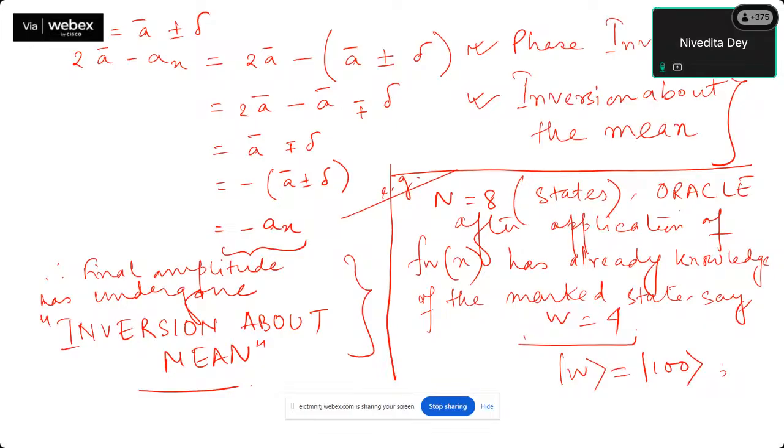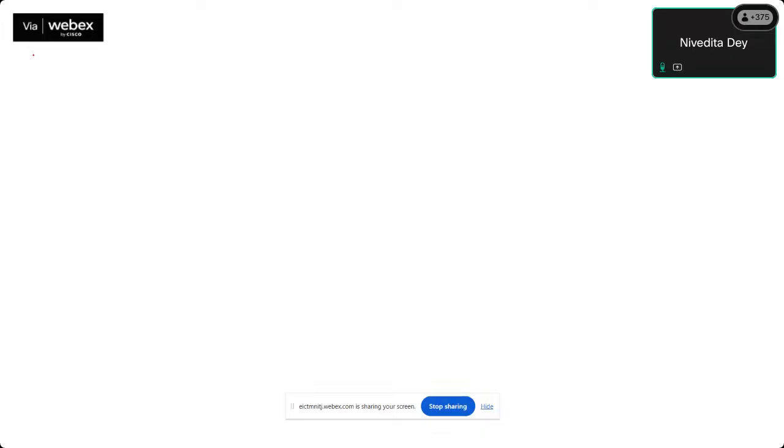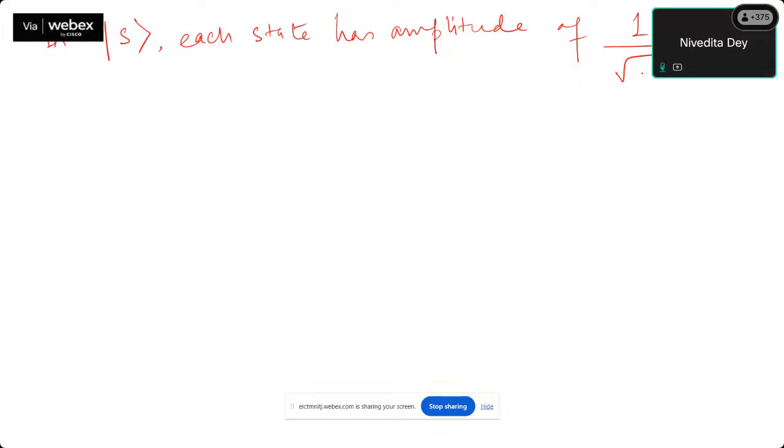So let us see how this inversion about the mean is actually relevant with respect to Grover. So S is your standard superposed state. Each state has an amplitude of 1 by root n, that is 1 by root 8, because your n is 8.